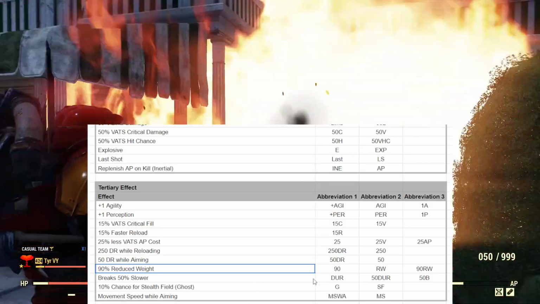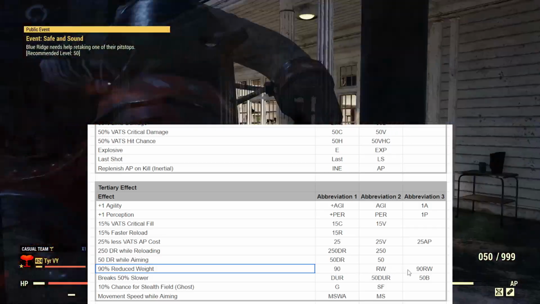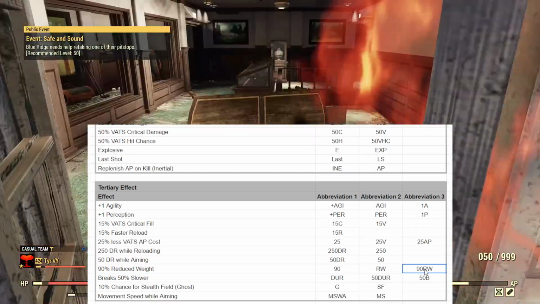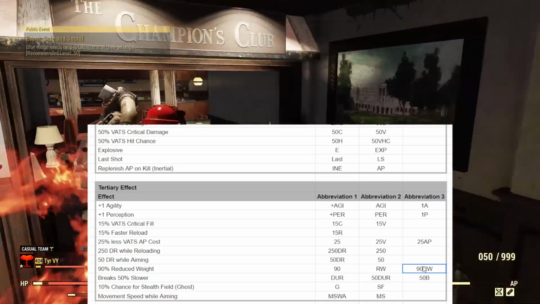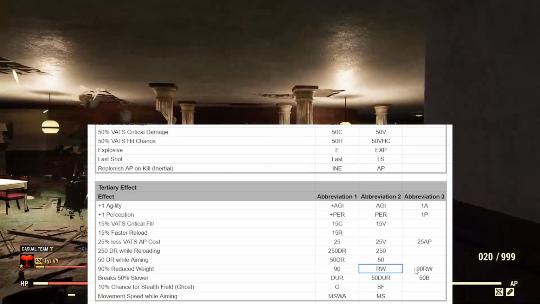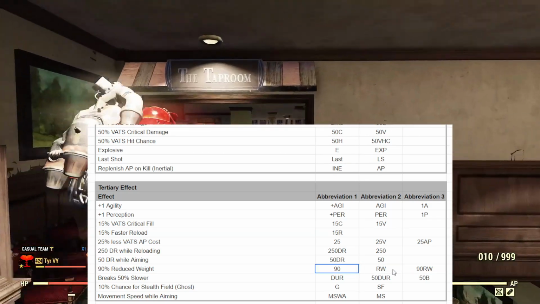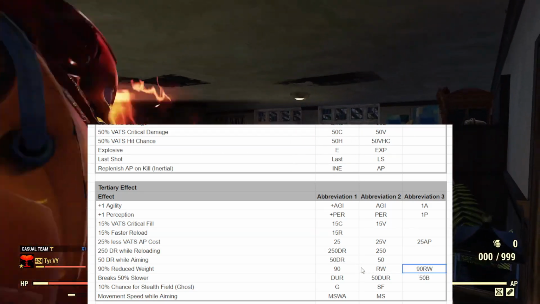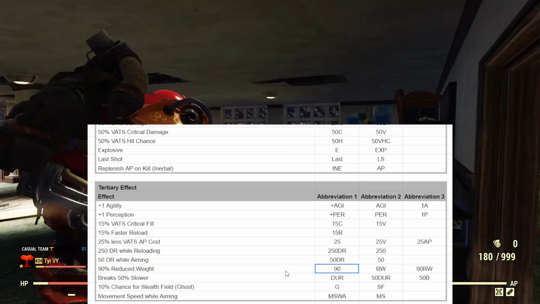The 90% reduced weight effect, I almost always use the 90RW abbreviation myself, just so no one gets confused. But just writing 90 or just RW is also perfectly acceptable. I like to combine the two though, that's just me. But yeah, you can just write 90, people know what it means.